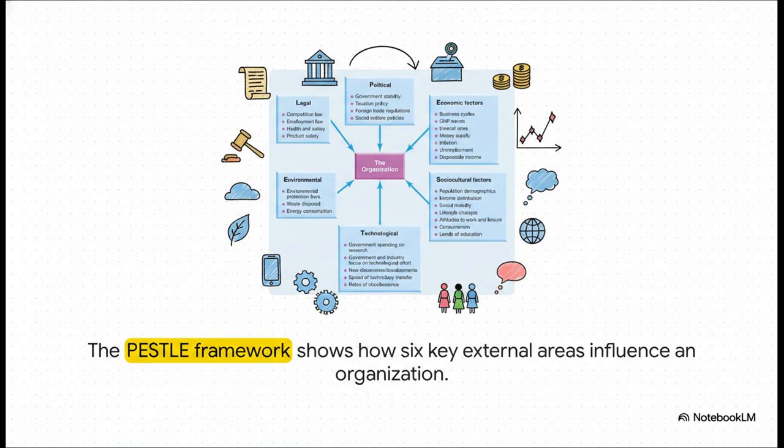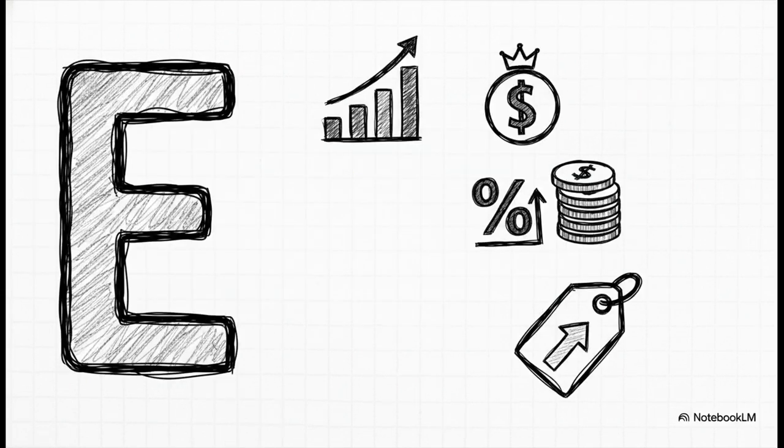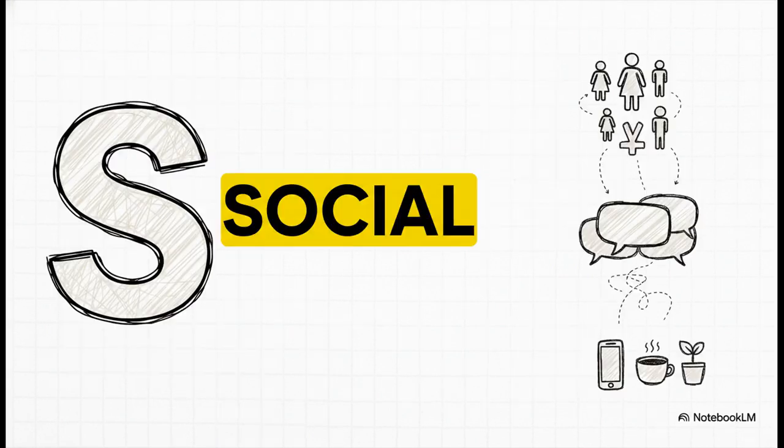So let's do a quick rundown of what each of these letters actually stands for. First up, P. That's for political. This is all about government stability, tax policies, trade rules, the kind of stuff where a new tariff could pop up overnight and completely change your supply chain costs. Then you've got E for economic. We're talking about the big picture stuff here: interest rates, inflation, economic growth. These things have a direct line to your customer's wallet and, maybe more importantly, how confident they feel about spending their money.